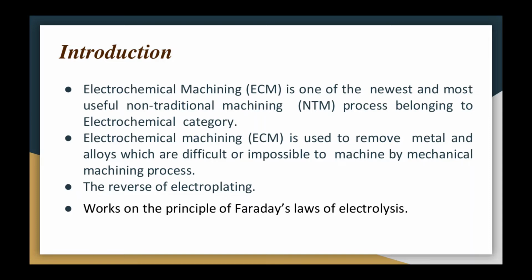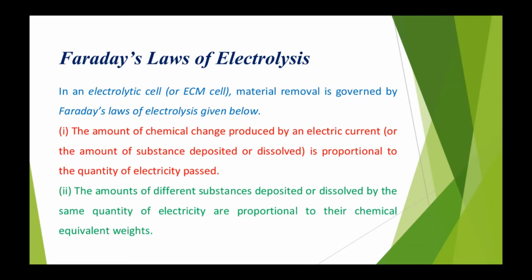Now I will give the statements of Faraday's law of electrolysis. The first statement is that the amount of chemical change produced by an electric current, or the amount of substance deposited or dissolved, is proportional to the quantity of electricity passed. The second statement is that the amounts of different substances deposited or dissolved by the same quantity of electricity are proportional to their chemical equivalent weights. So this is the basic principle behind our electrochemical machining.